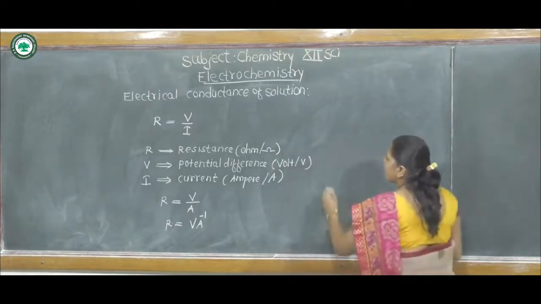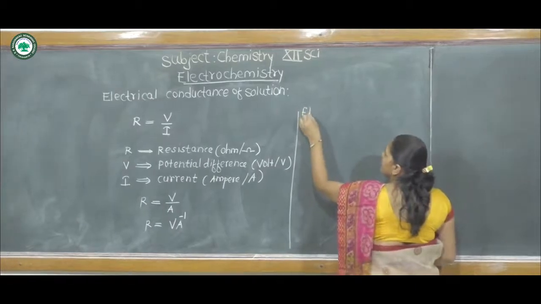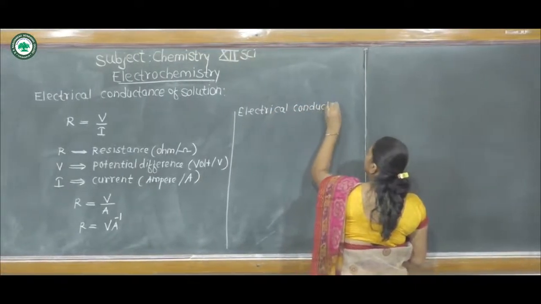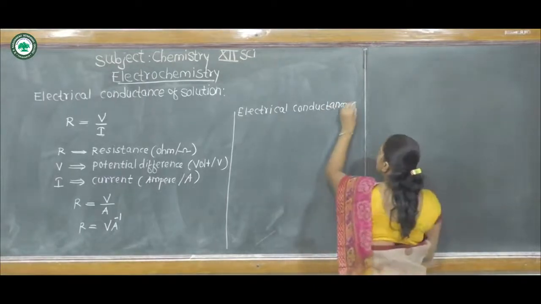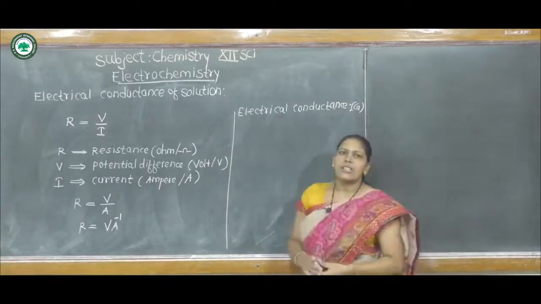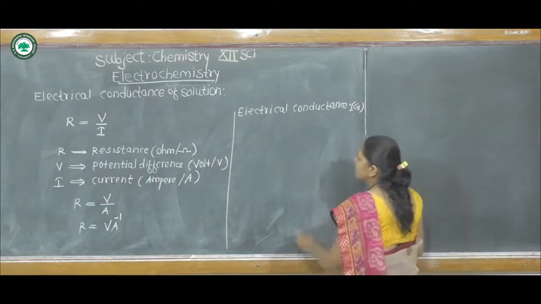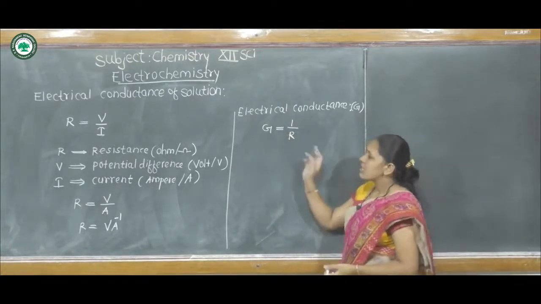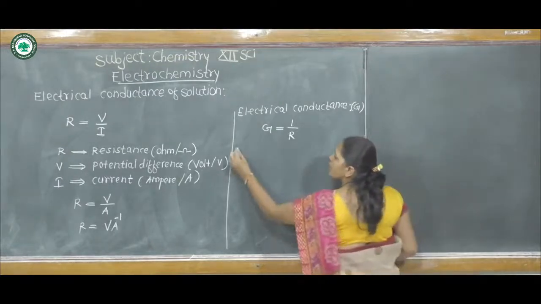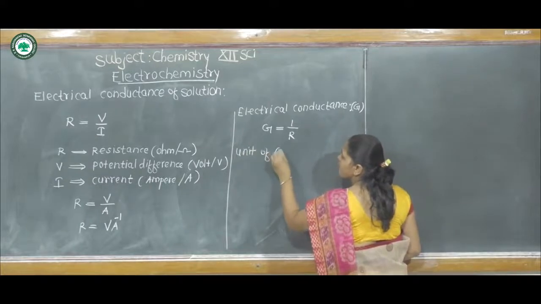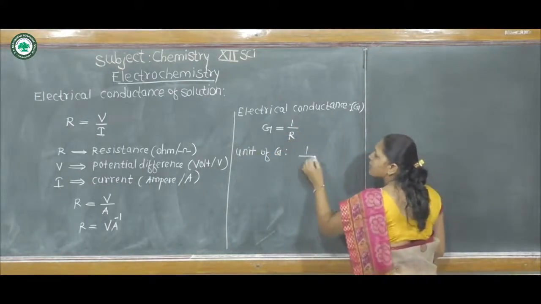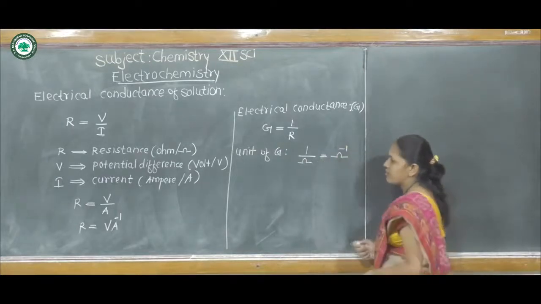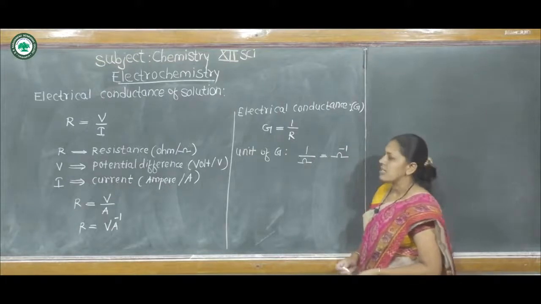Then what is meant by electrical conductance? Electrical conductance is denoted by capital G. Electrical conductance is the reciprocal of resistance. That means G is equal to 1 upon R. Then the unit of G is equal to 1 upon R. We know that unit of resistance is Ohm. Therefore, it becomes equal to Ohm inverse. This is the unit of electrical conductance.